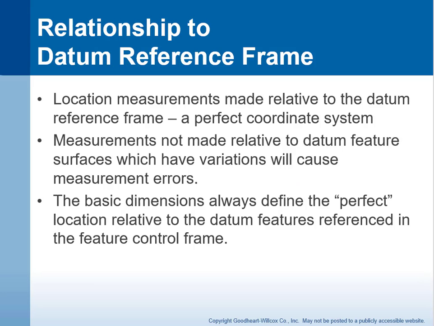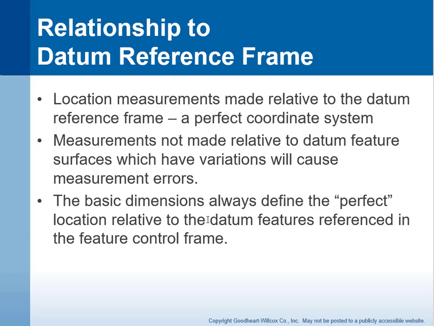Okay, relationship to datum reference frame. Location measurements made relative to the datum reference frames, that's a perfect coordinate system. Measurements not made relative to datum feature surfaces will have variations and cause measurement errors. Okay, so what we try to do with GD&T is we try to use datum simulators to pick up the datums so we can measure our parts faithfully. Without picking up the datums and you're just going to try to measure the holes, you're going to be inaccurate. I mean, the location of the holes, you're going to be inaccurate.